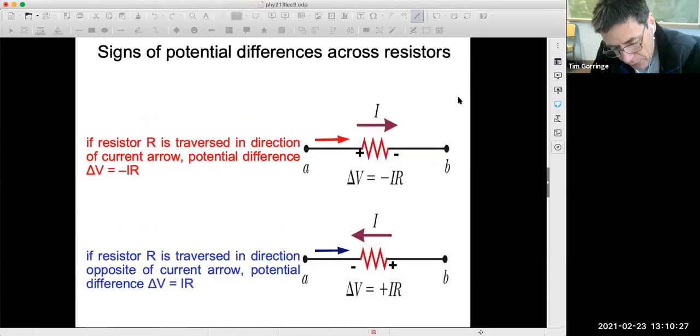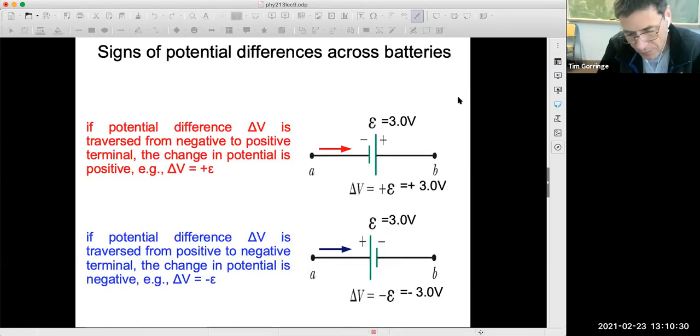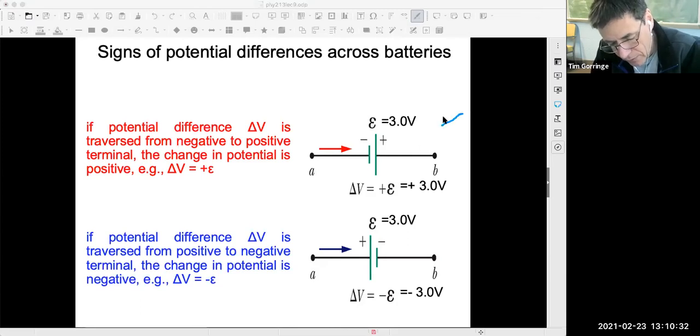Top one, I'm going to walk across a battery in the direction of this arrow here, from the negative to the positive terminal. Bottom one, again, I'm walking to the right across the battery, but I'm going from the positive terminal to the negative terminal. The battery's reversed. So I just want to make clear that in the top case, we're climbing up the potential hill in the battery from the negative to the positive terminal.